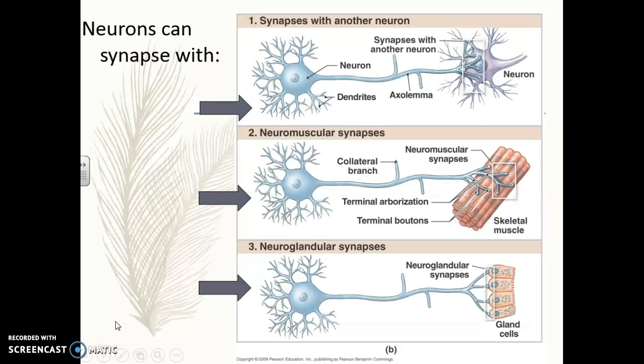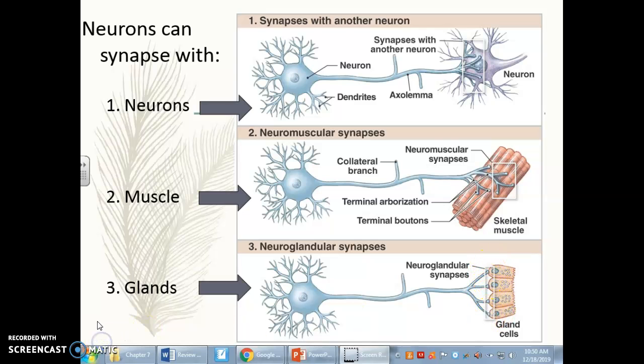Okay, so please write this down. Neurons can synapse with other neurons. As we have been talking about, a neuron can synapse with another neuron. Previously, we talked about neurons synapsing with skeletal muscle at the neuromuscular junction. And then in the next chapter, we will be talking about neurons synapsing with glands during the endocrine chapter.